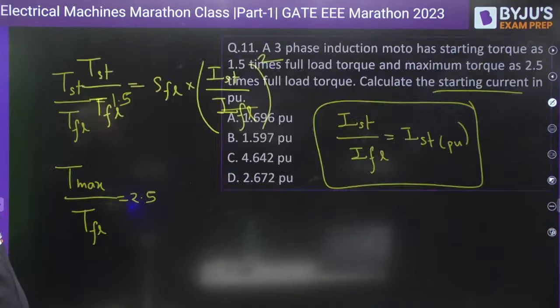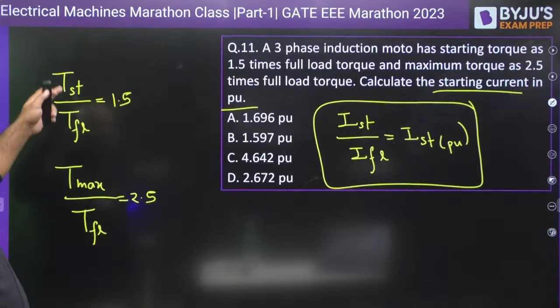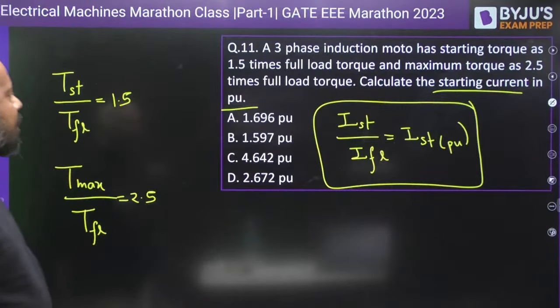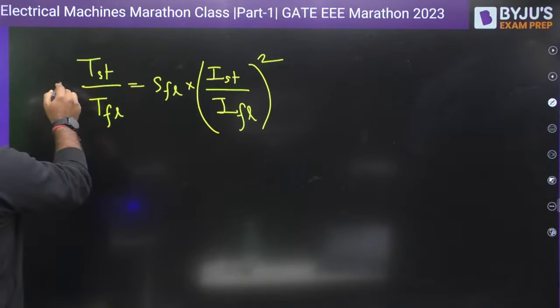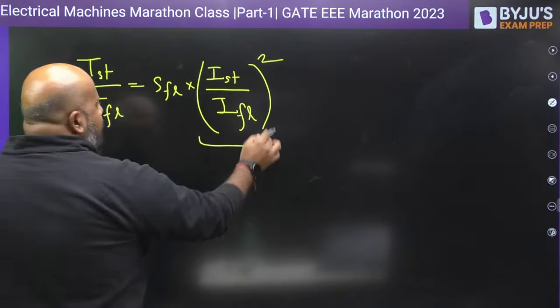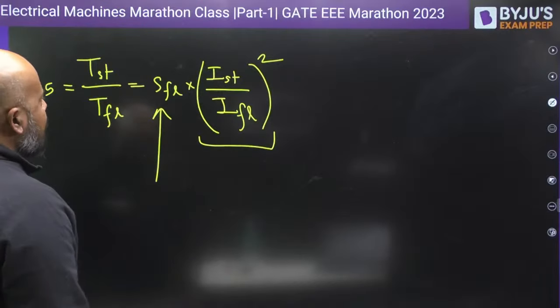So do you have this relation? T starting and T full load is given as 1.5. So this value is given, and you have to find this other value. The only thing you have to find in this question is the full load slip. How are you going to find it?